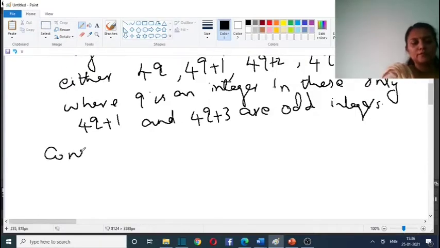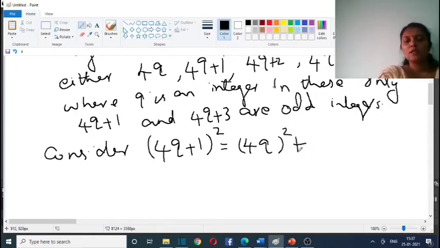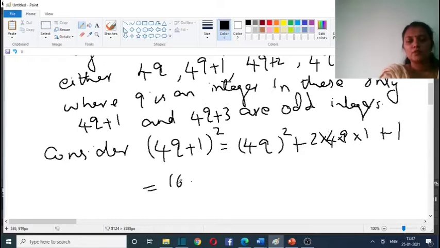Consider (4q plus 1) whole square. So we have the expression of (a plus b) whole square. So (4q) whole square plus 2 into 4q into 1 plus 1 square, which is equal to 16q square plus 8q plus 1.